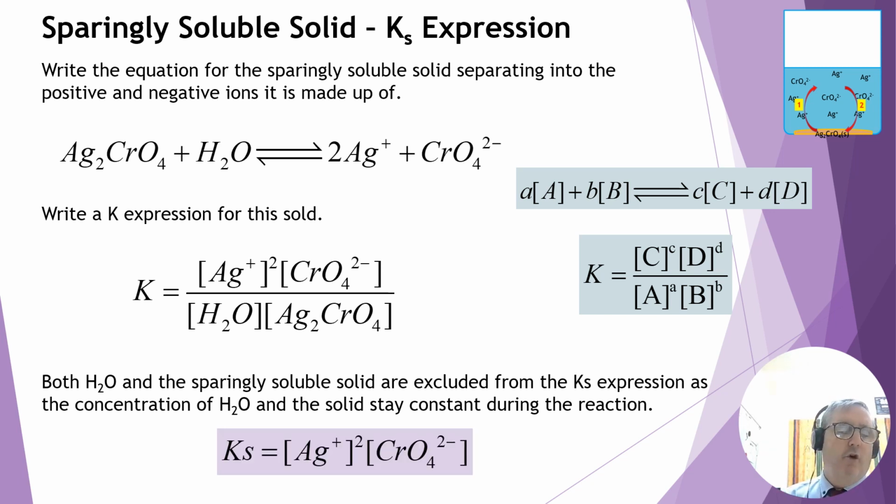And this is it. This is called my Ks equation, or the Ks expression, sorry. Notice that we've only put the products in the Ks expression. We don't include the solid and we don't include the water. Also notice that the two silver ions that are in the original equation at the top here, the coefficient 2 has now been placed as an exponent. Also notice that the ions here have square brackets around them. That denotes it's the concentration of those ions.